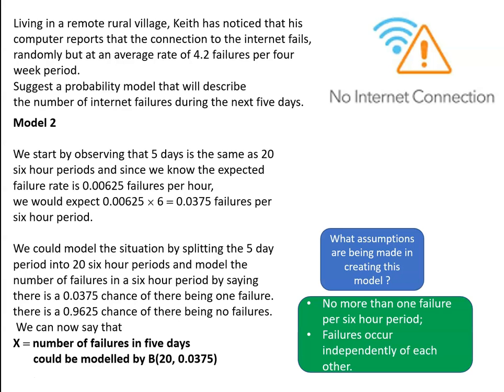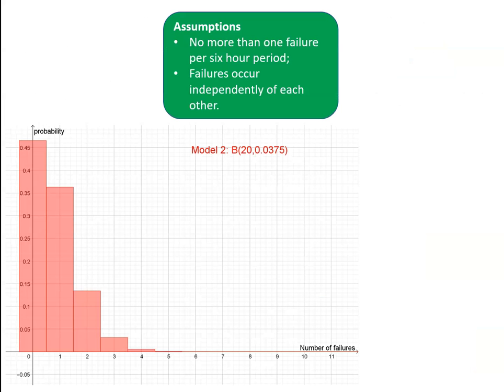Assumptions that we're making there, well, no more than 1 failure per 6-hour period. Well, we're certainly getting to the point where that's beginning to look fairly realistic, although I have known the internet on my computer to fail more than once in a 6-hour period. And we're also expecting the failures to occur independently of each other. So let's have a look at this model. We've already commented on the assumptions, and the graph for model 2, the binomial n equals 20, p equals 0.0375 distribution, is shown here.